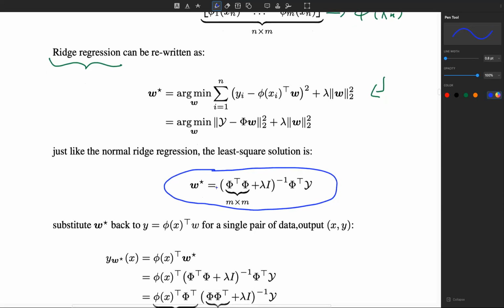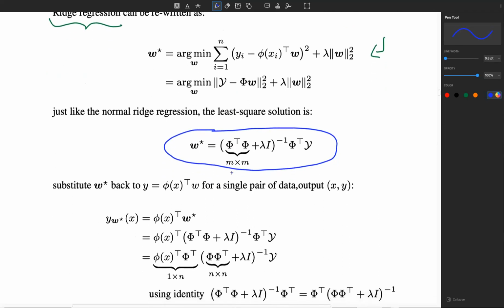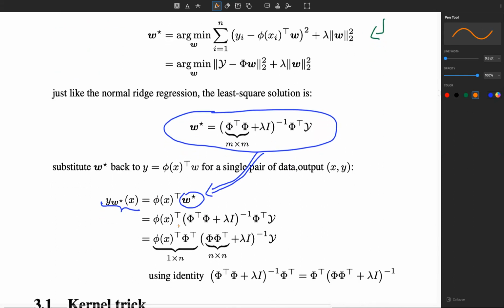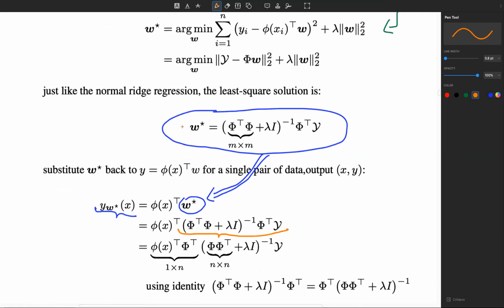Let's see what we need to do in order to make a prediction. If I want to do a prediction, all I need to do is substitute the optimal solution of my parameter in here. Okay, so I'm substituting this in here. And when I substitute this in here, all I'm doing is just writing them down. Nothing tricky.